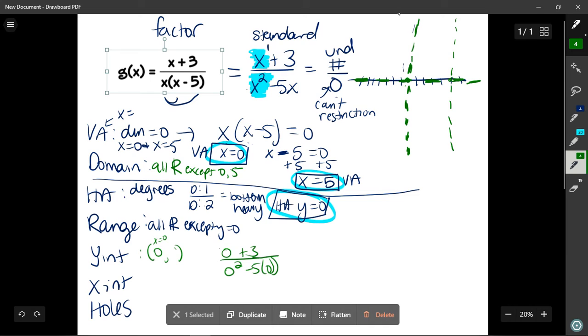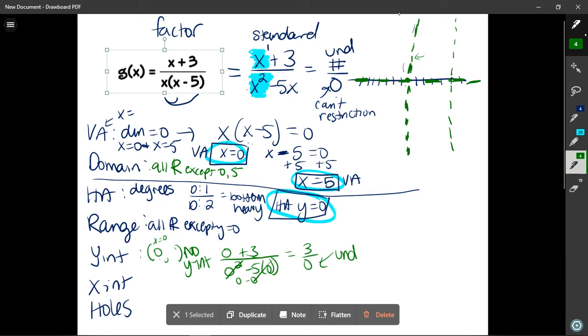We notice here right away that 0 plus 3 is 3. 0 squared cancels out, and so does 5 times 0. So 0 minus 0 is just 0. And we notice 0 is in the denominator, so this is undefined, which tells me that we have no y-intercept for this example. But you don't need to actually do it for this example because we know that our horizontal asymptote is already y equals 0. And we also have an x-intercept of y equals 0. So I can't use 0 in general for my x, because my x is already 0 for the vertical asymptote. See that?